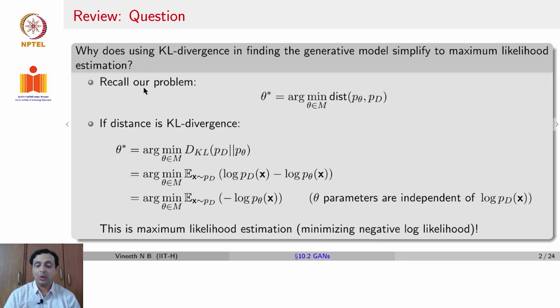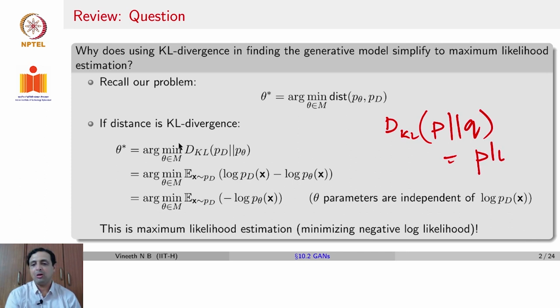If you recall, the problem was theta star is argmin over all thetas from a family of distributions M, some distance function of p theta from PD. And if this distance is KL divergence, remember the definition of KL divergence: if you had two probability distributions P and Q, for simplicity, this is given by P log P by Q. That's the formal definition of KL divergence to recall.